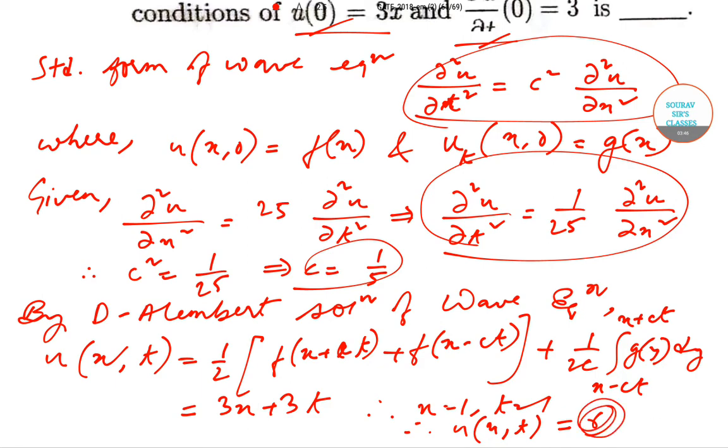So today we have solved question number 5 from the Civil Engineering GATE exam paper of year 2018. We'll be solving the next questions in the subsequent videos.